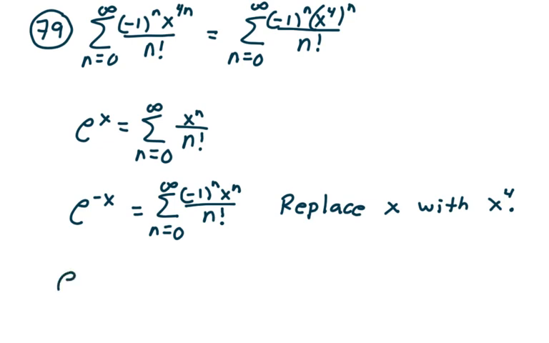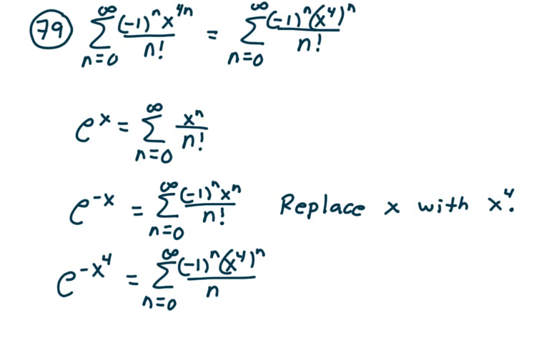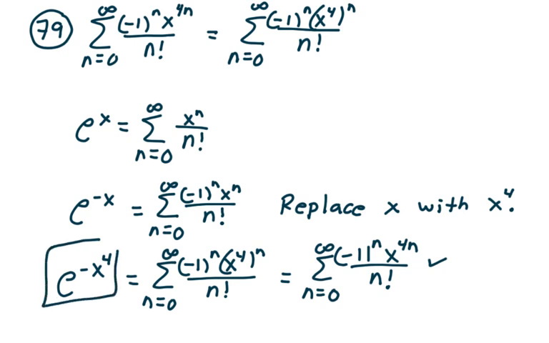And when I do that, I get e to the negative x to the 4th is the summation from n equals 0 to infinity of negative 1 to the n, x to the fourth raised to the n, divided by n factorial. And if I simplify this a little bit, this is the summation from n equals 0 to infinity of negative 1 to the n x to the 4n divided by n factorial. And that's exactly what I wanted. And so the correct answer here will be e to the negative x to the fourth.